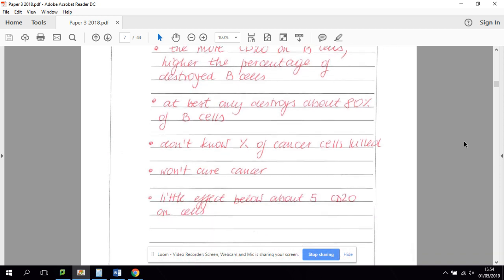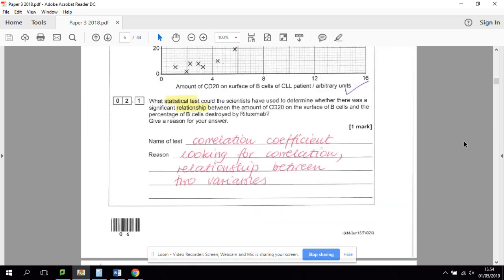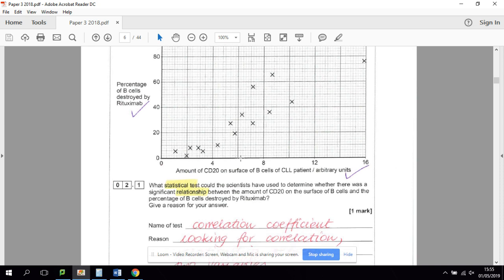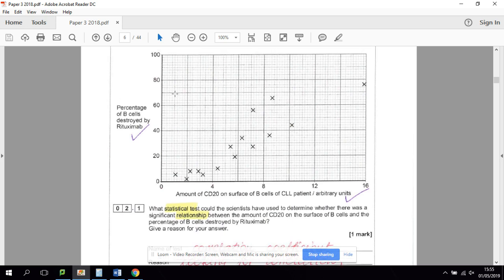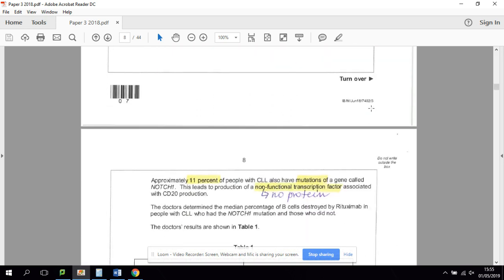So little effect below about 5 proteins on the cell. Where can we see this? Obviously from here. So 5, it's around there. So the effect is quite small. And the maximum, what we've said, is 80. Yes, it is. Okay, so let's have a look at the next question.